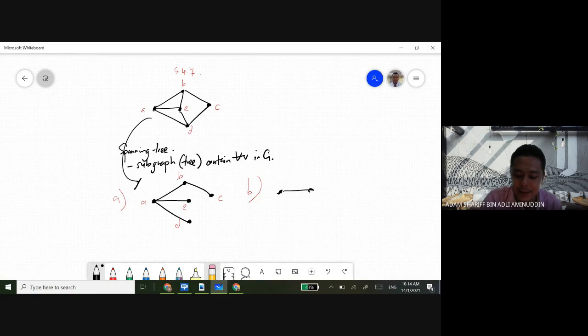Katakan saya nak connect macam ni juga. It's still from the same graph. It's still a subgraph from the same G. But a different spanning tree. Ni A, B, E, D and also C.